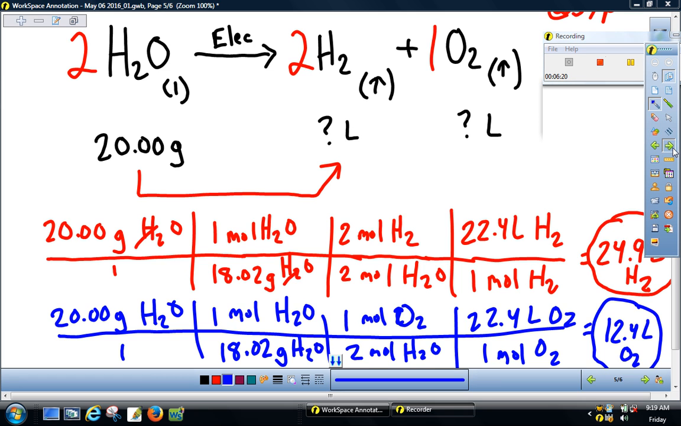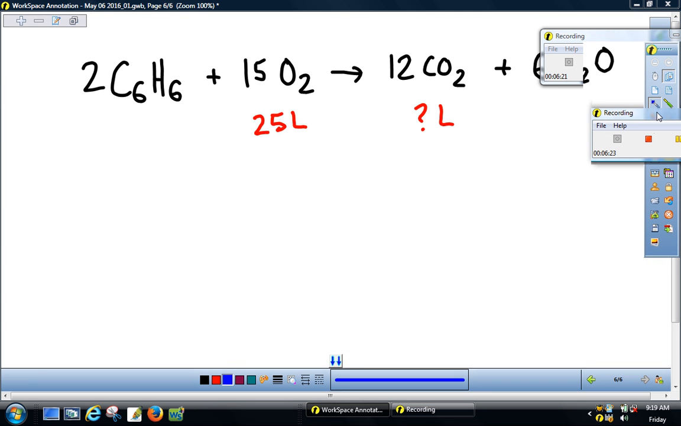Alright, so I hope this helps. Let's do one more. I want to show you volume to volume at STP. We can take a shortcut here too.